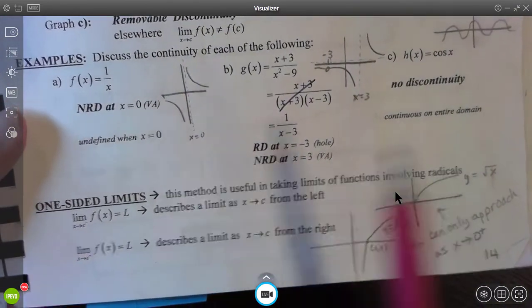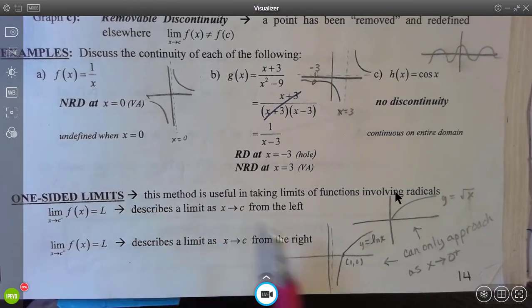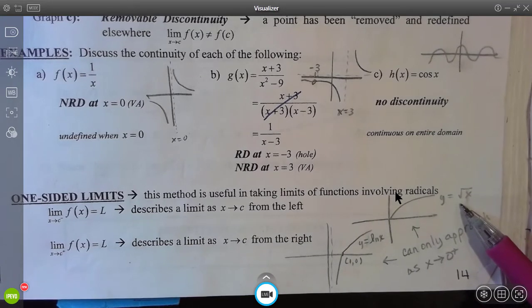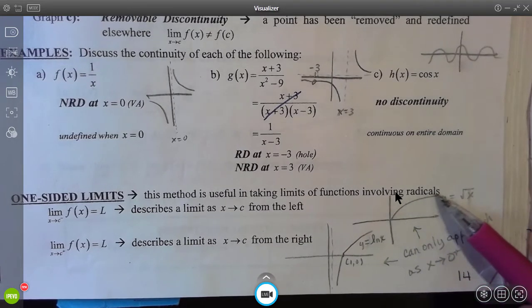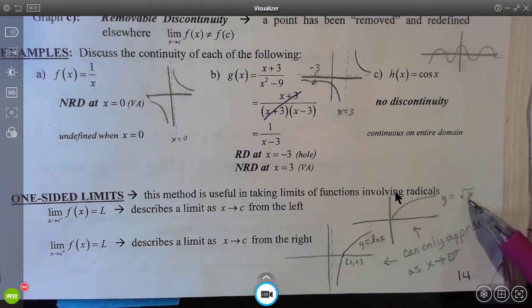One-sided limits. These are limits when you can only take the limit from one side. For instance, let's look at y equals square root of x. You know what y equals square root of x looks like. We can only approach 0 from the right side. We can't approach 0 from the left because x cannot be negative.